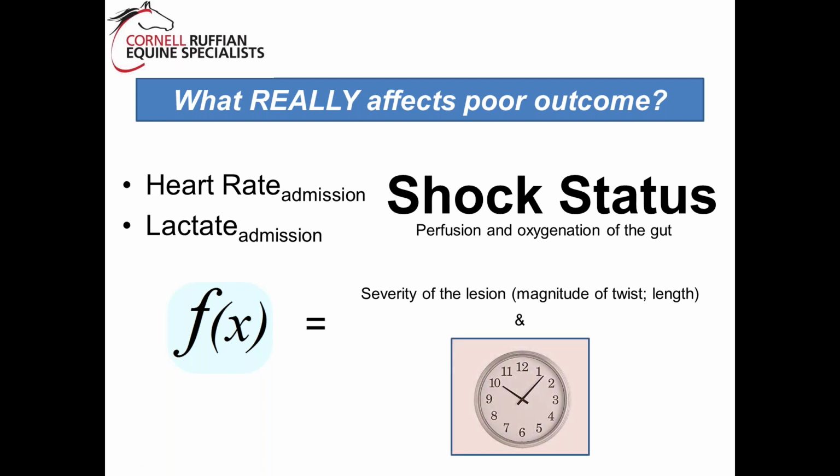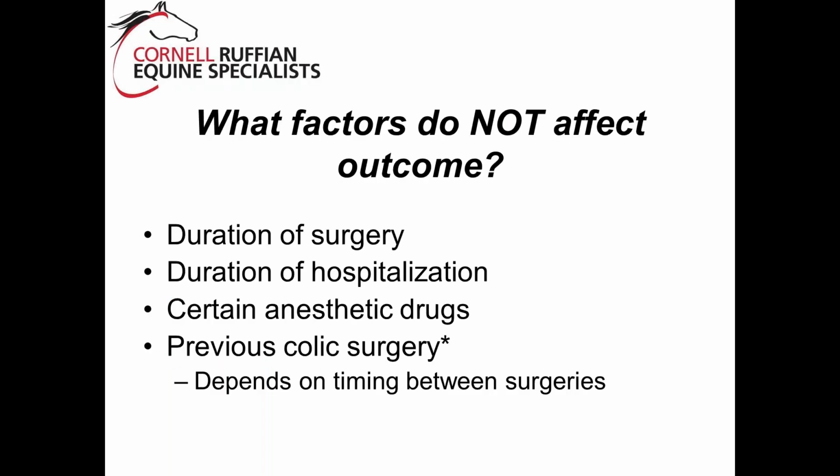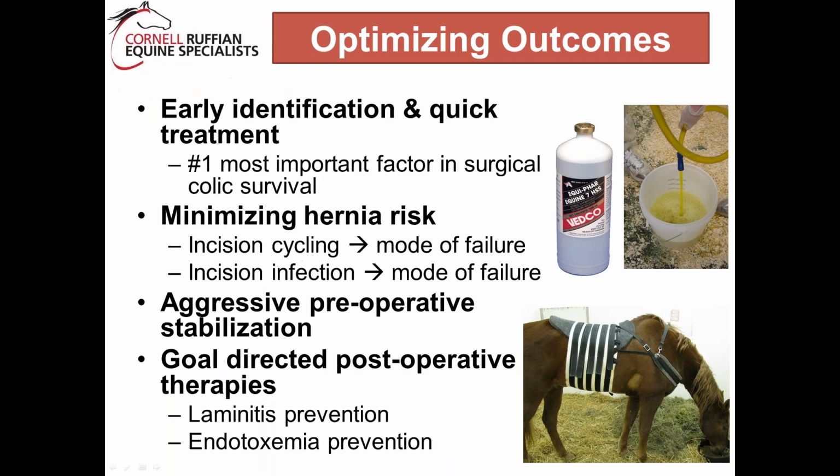You could be the best surgeon in the world, but if it's been going on too long and all of those inflammatory pathways have been ramped up already for hours and hours and hours, you could be the best surgeon, the fastest and the most meticulous in the world. That animal is already behind the 8 ball, okay? Things that don't affect outcome are duration of surgery, duration of hospitalization, and having a previous colic surgery. That's proven. How do we optimize outcome?